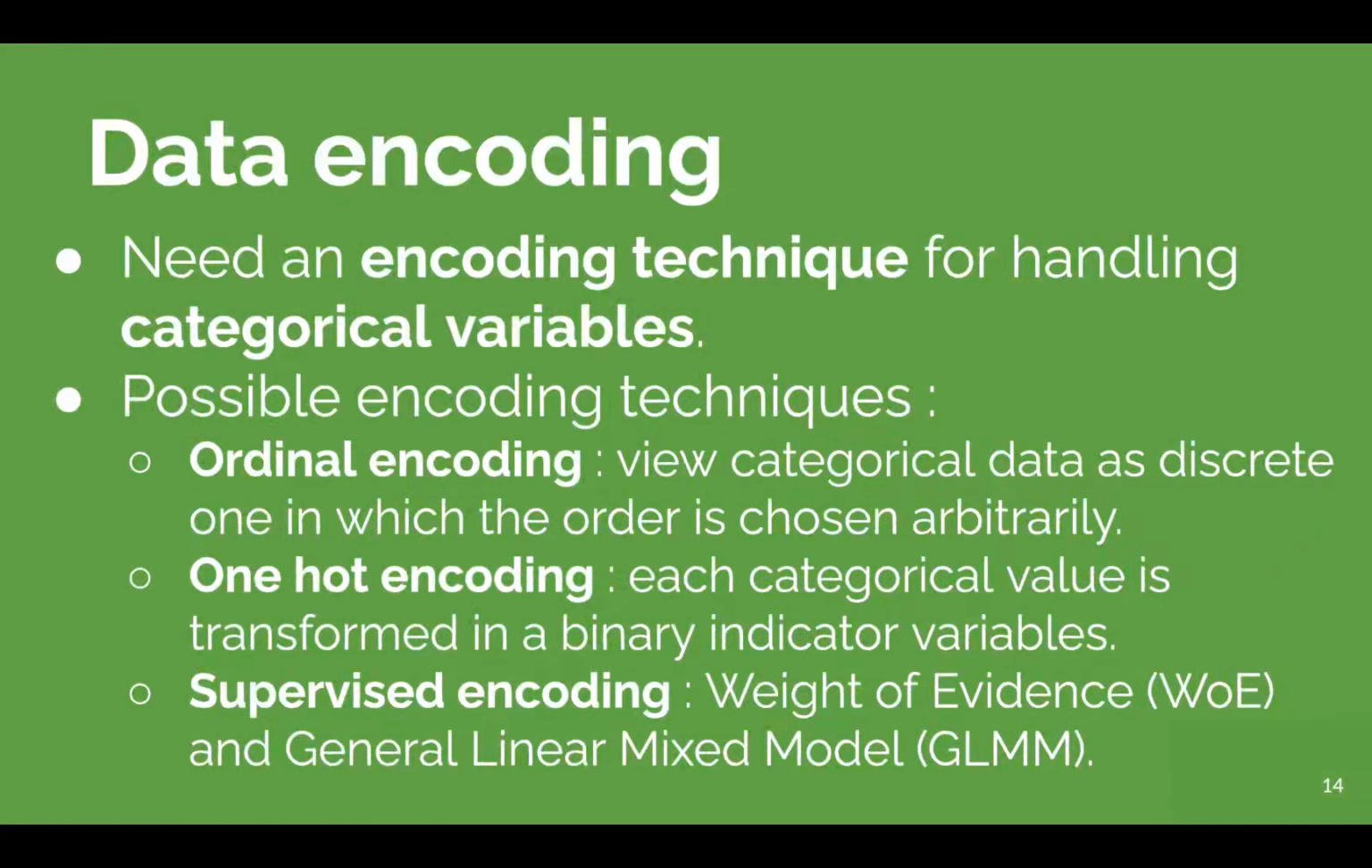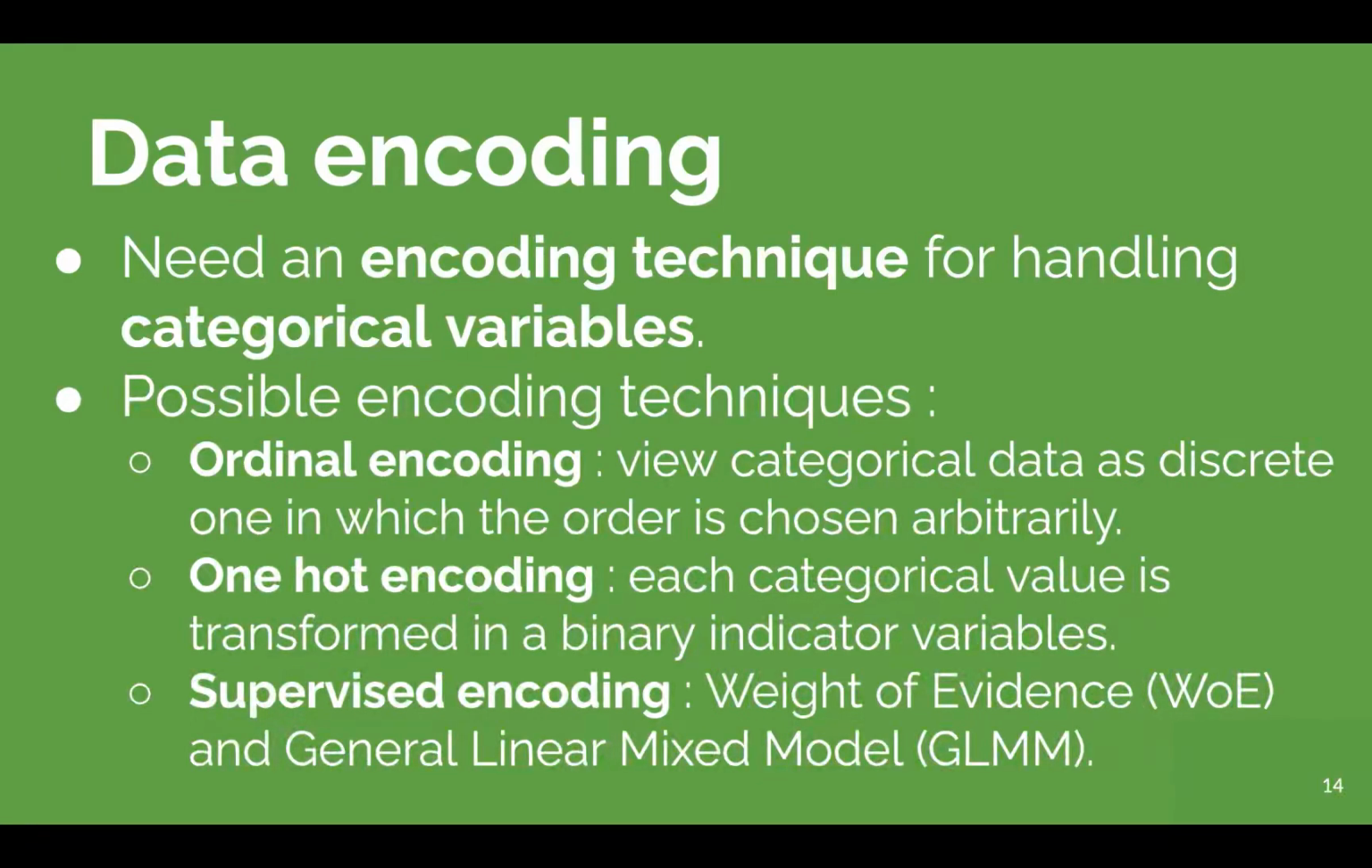Well, copulas mostly use rank correlation for modeling dependencies, so we need an encoding technique for handling categorical values. We studied 4 possible encoding techniques. Of course, there are more available out there. The first one is a common trick, that is to view categorical data simply as discrete data in which the order is chosen arbitrarily, for example, alphabetical order. This is known as the ordinal encoding.